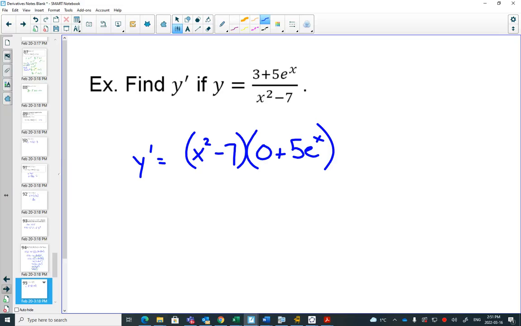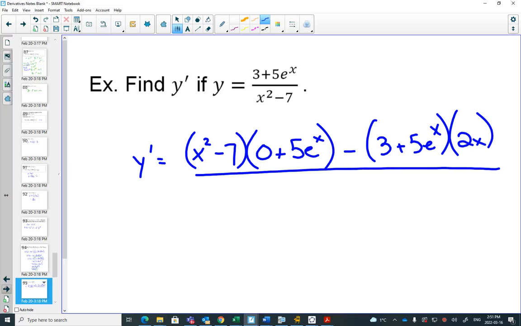Then, quotient rule, we subtract. Keep the other one the same. So that would be keeping my 3 plus 5e to the x the same, multiply by the derivative of the bottom, which is just 2x. All over the whole thing on the bottom squared. And we're not going to simplify this one.